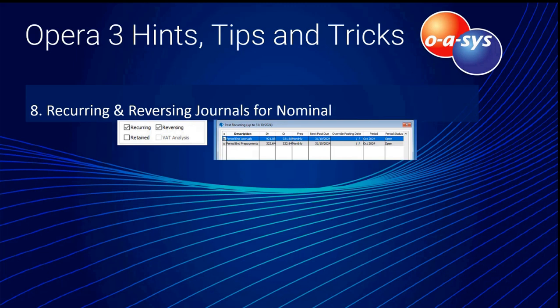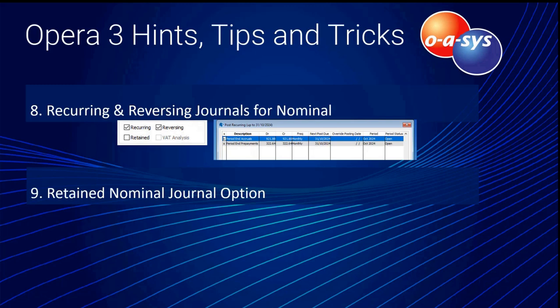Reversing is a journal that has been posted pre-period end, and when you run the period end, it reverses the journal. So it could be something like accruals and prepayments, for example. It automatically reverses that journal and obviously keeps an audit trail for you on that functionality.